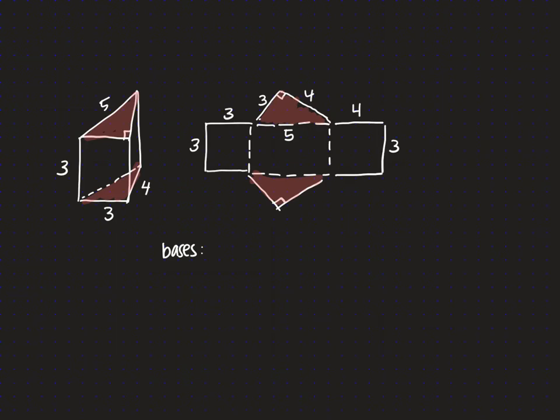So I'm going to find the area first of a triangle, and I know I have to use a base and a height. I cannot use 5 as my base or height because I need to have those 2 meet in a 90 degree angle. So I can use 3 and 4. So I do 3 times 4, but then I have to make sure I divide that by 2, and then I have 2 of those.